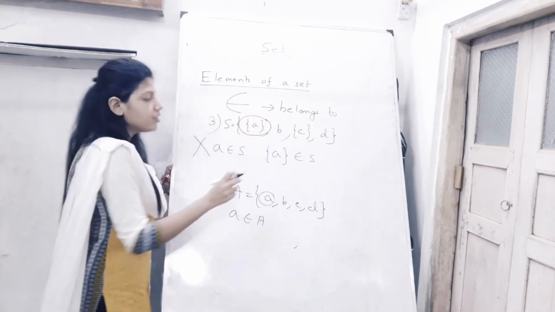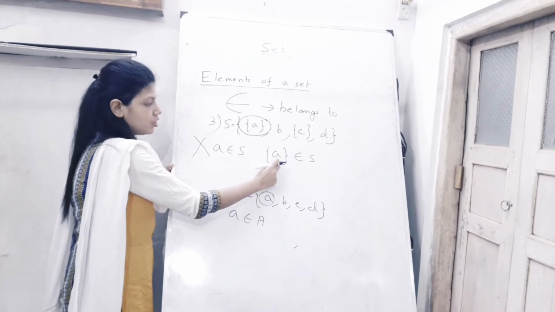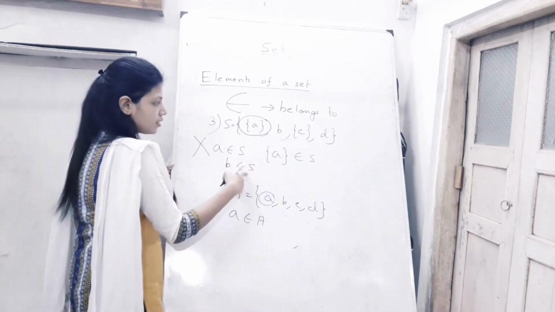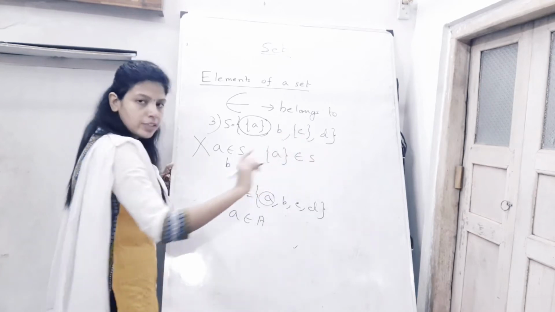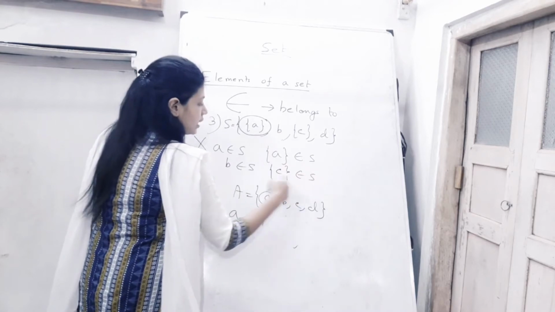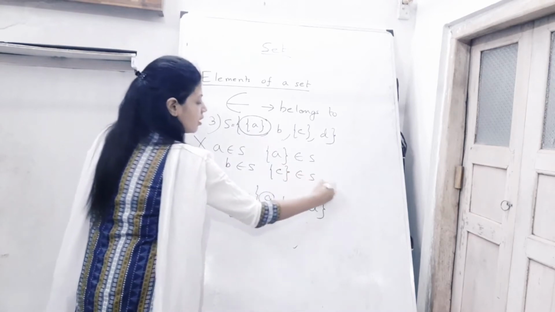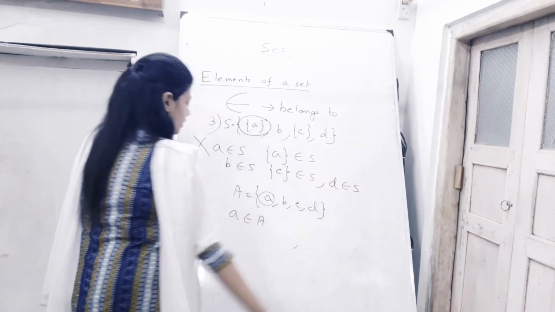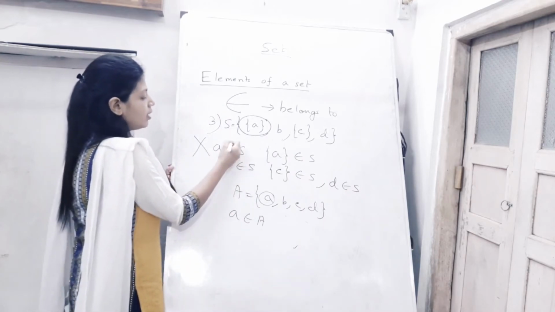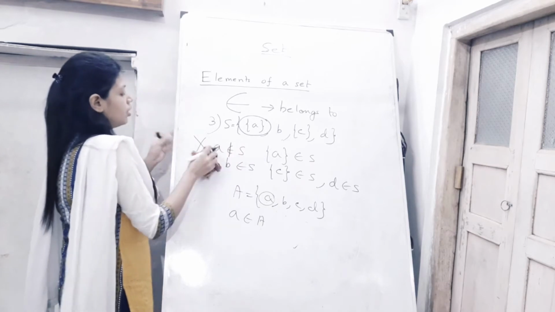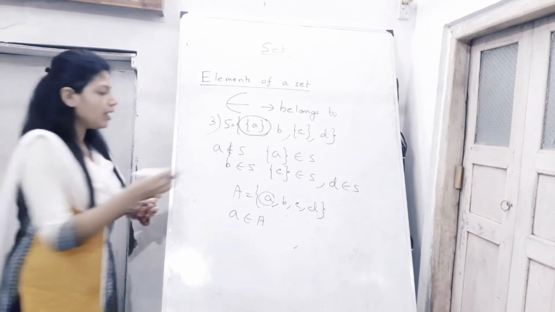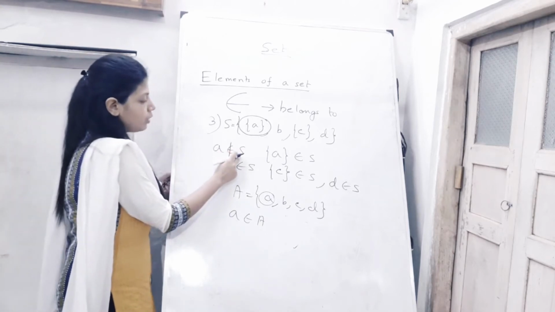So I have to write the set as an element here. Okay, and here also we can write B belongs to S, C belongs to S. We can't write that. We have to write, see, the set belongs to S and D belongs to S. Now, if I write this one, it will be does not belong to. Means A is not an element of the set. This one will be A does not belong to S.